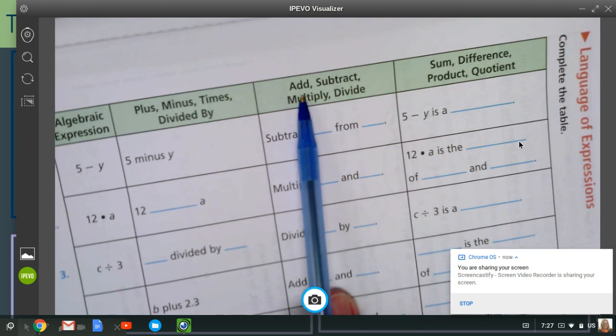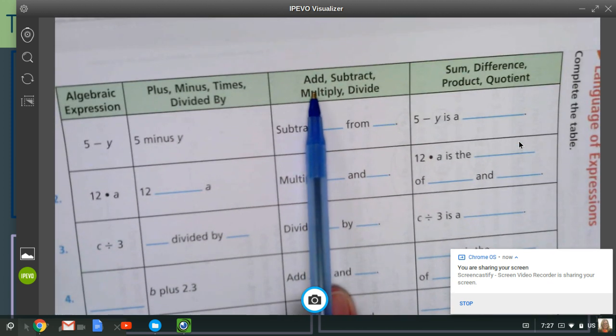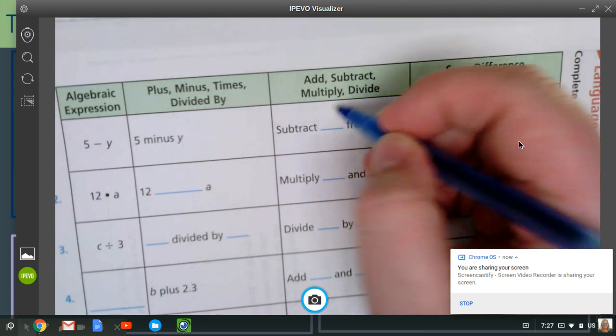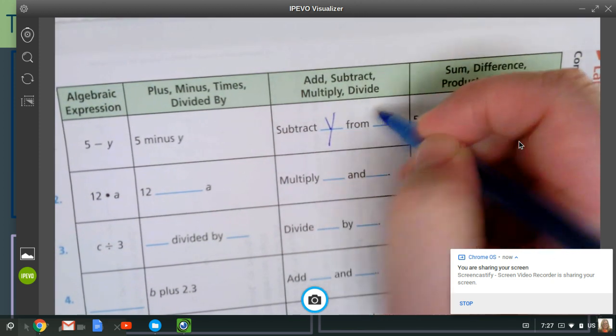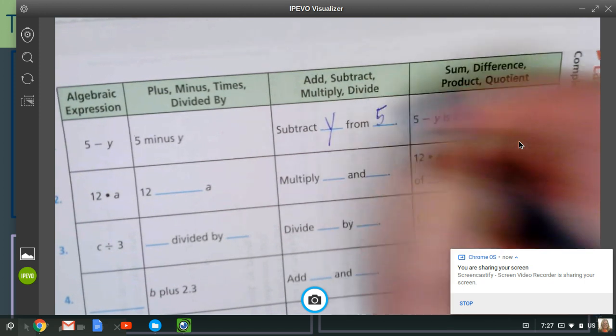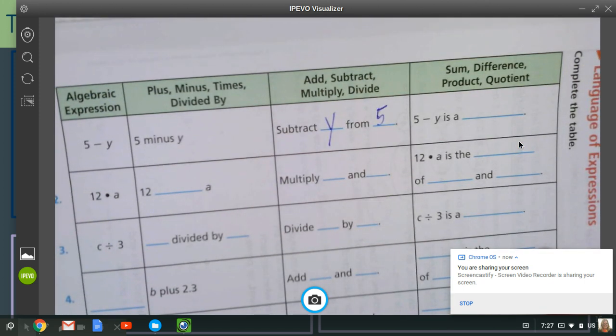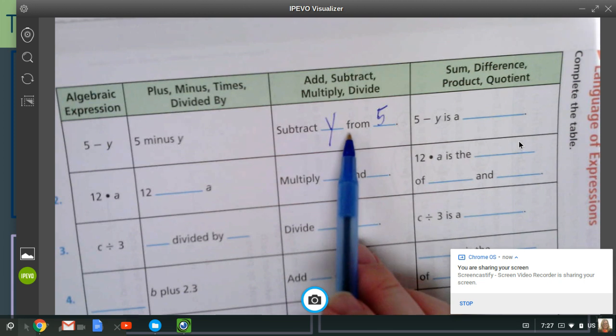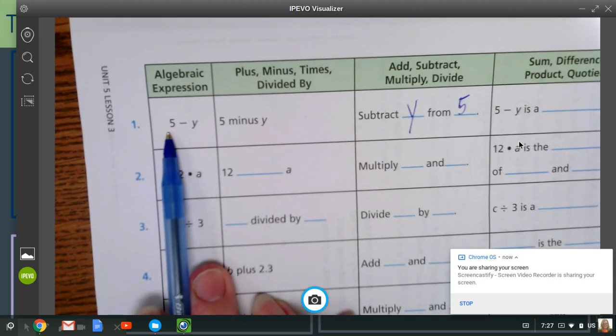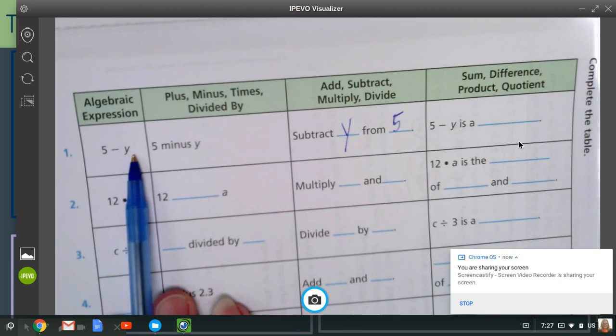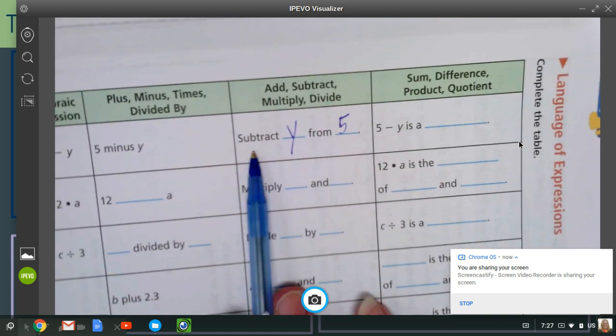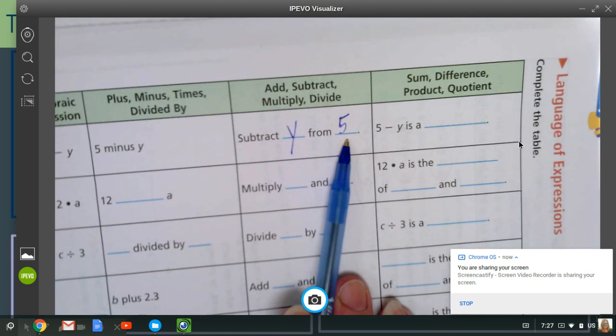And this is just to let us know what operation we're completing. So we would say subtract y from 5. And you almost would say it backwards here. Even though you started with the 5 first, you're taking y away from it. So we could say subtract y from 5.